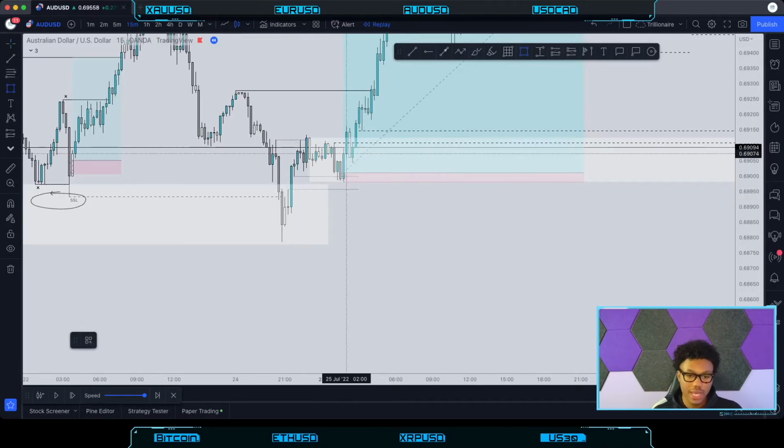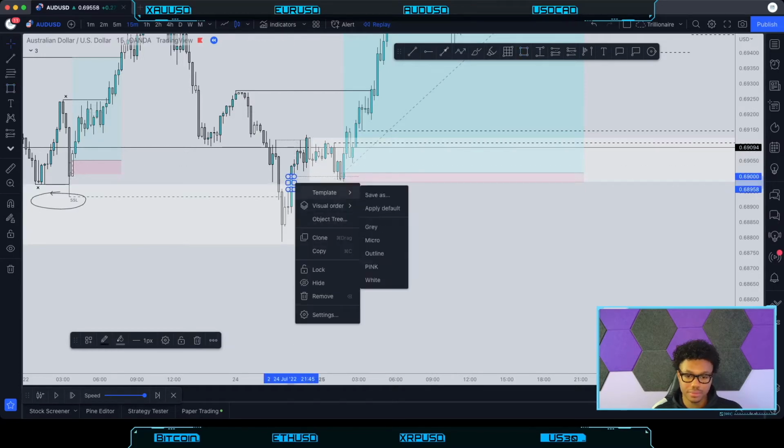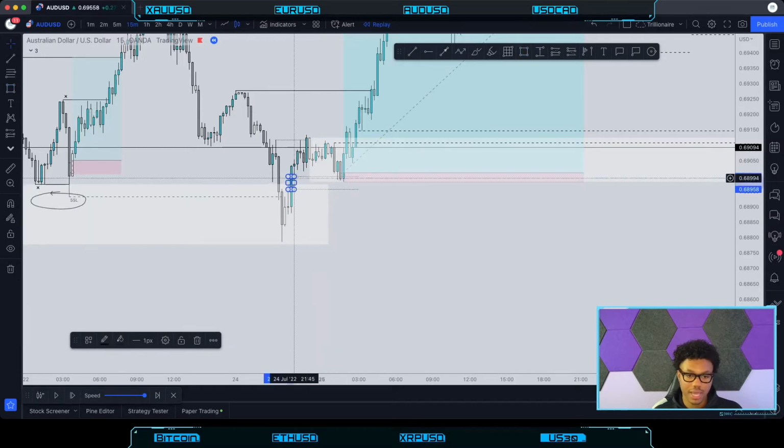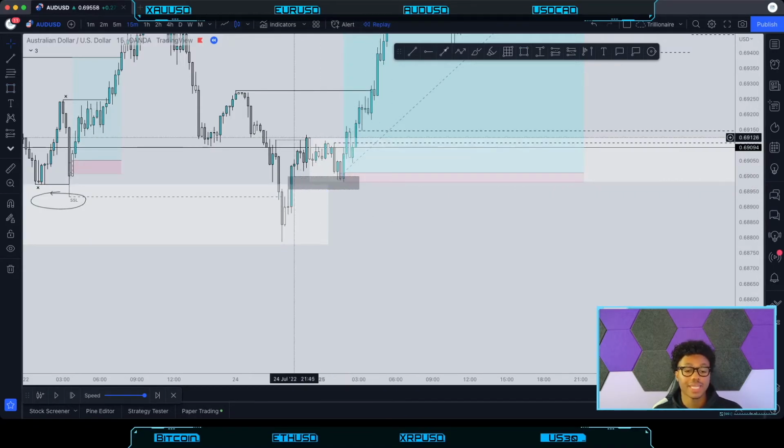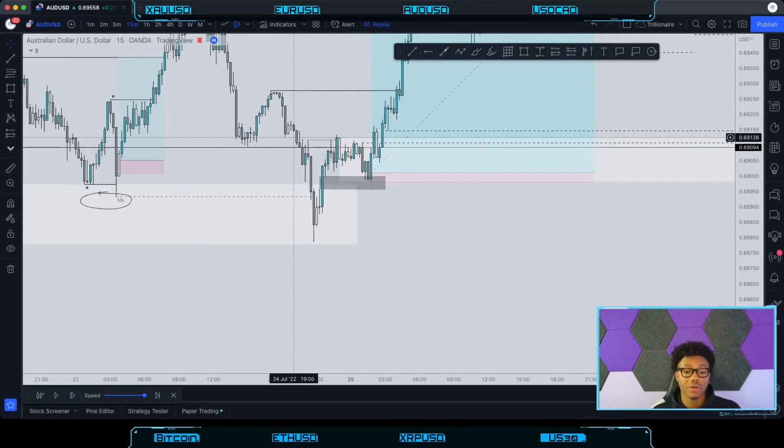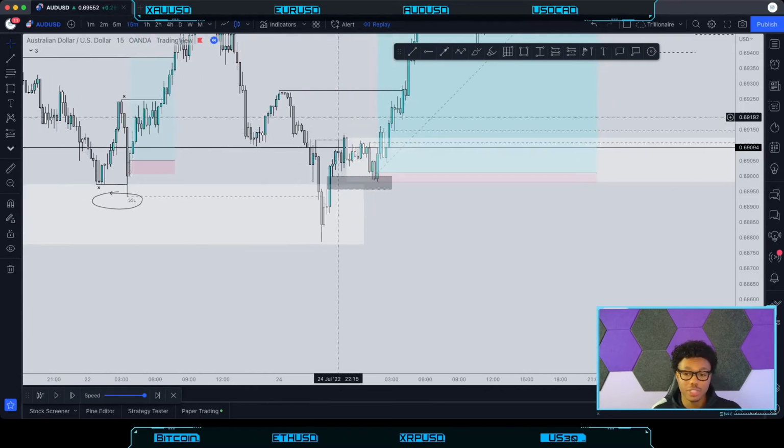So let's go ahead and just add this here, and we'll make this gray. So this area here is the imbalance within the market that we were able to take advantage of when price comes back down and taps into this region.